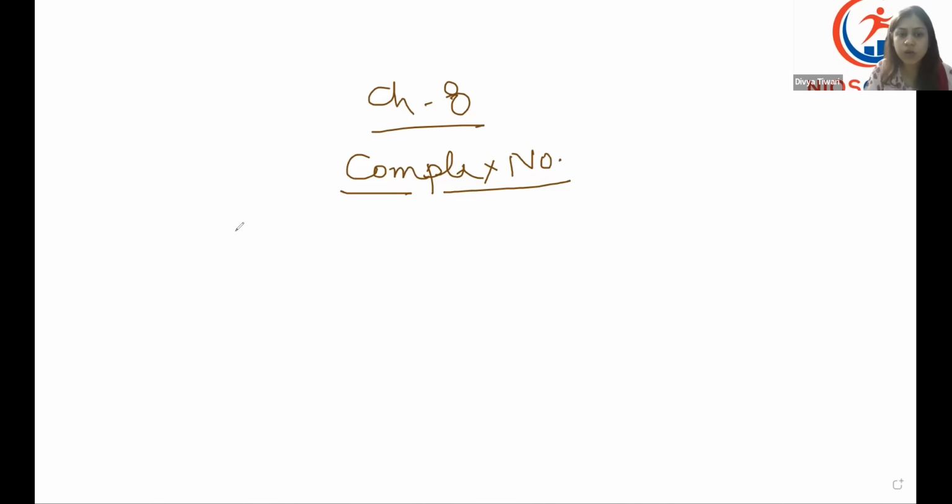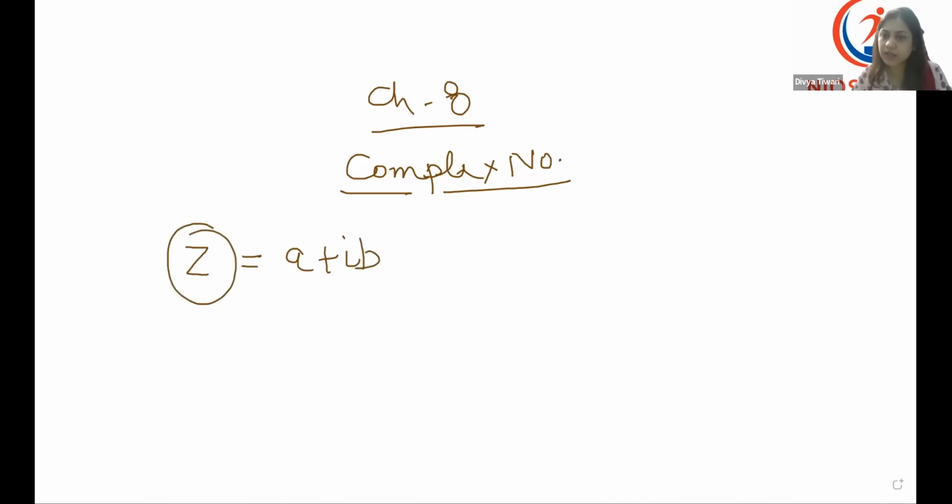Okay, so z is equal to a plus iota b. This z represents the complex number, and this is the form of the complex number, just as we represent a rational number in the form p by q. This is the format to represent a rational number, where q cannot be 0.